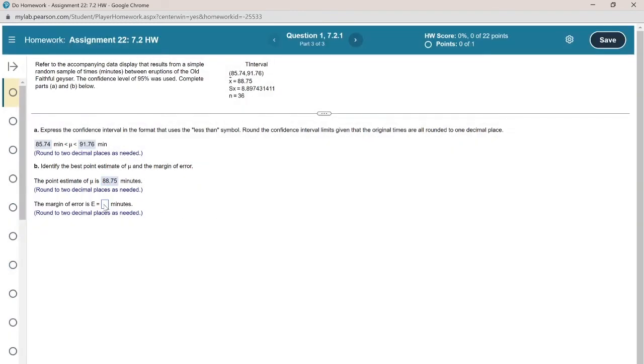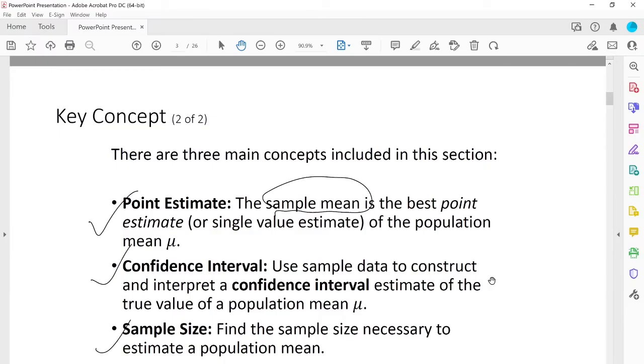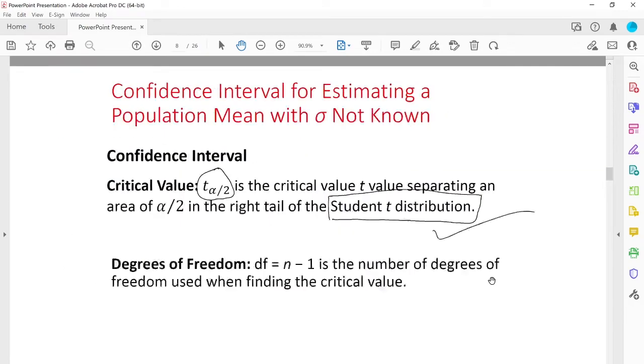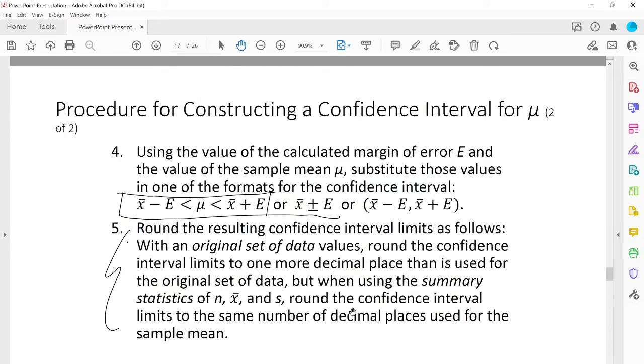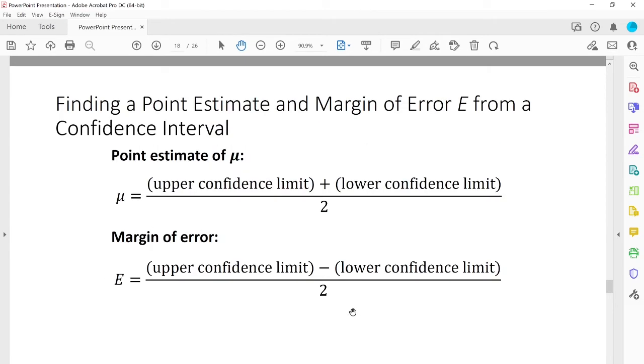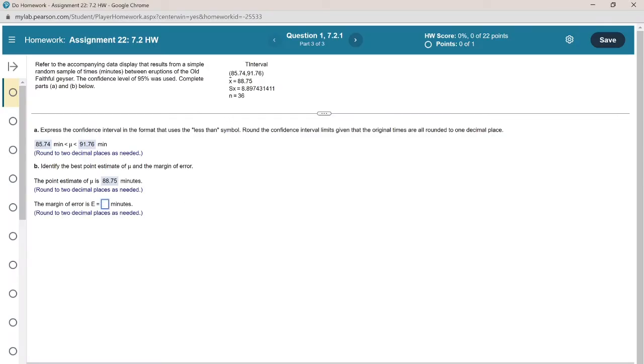Okay, and then the margin of error, it's not given here, so we can go back and check the formula for margin of error. The margin of error can be found by using this formula. So let's see, no, that's not margin of error, sorry, that's the formula for the sample size. The margin of error can be found by using this formula, which is upper confidence limit minus lower confidence limit, divided by 2. As you can see here, the upper one is 91.76. So I am going to use a calculator here.